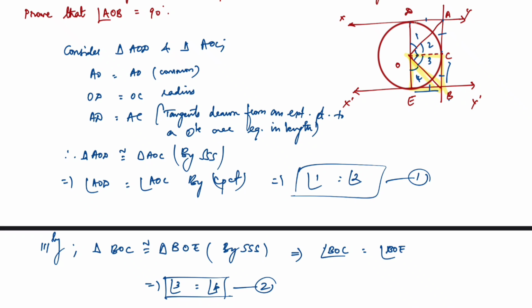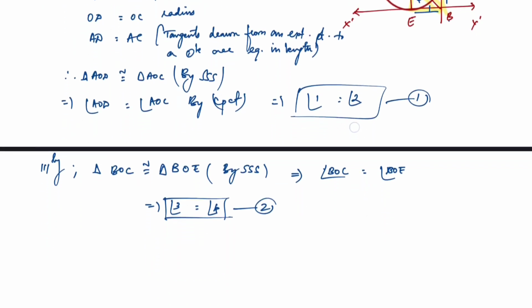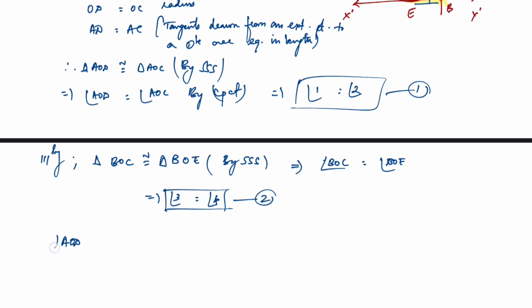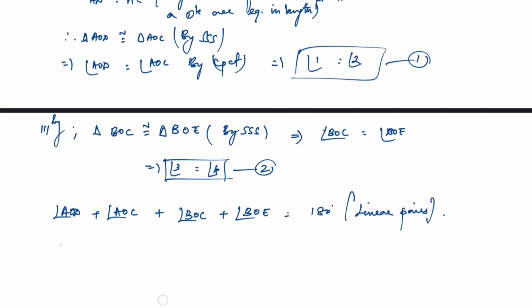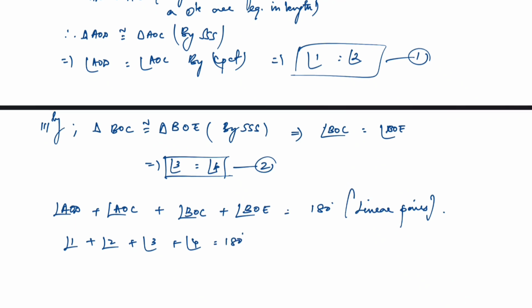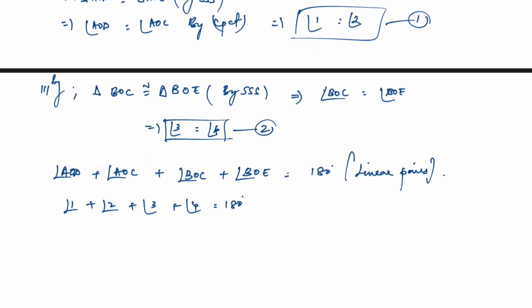We initially know that angle AOD plus AOC plus COB plus BOE is equal to 180 degrees because they are linear pairs. Let us write them. Angle AOD plus angle AOC plus angle BOC plus angle BOE is equal to 180 degrees because they are linear pairs. We have named AOD as angle 1, AOC as 2, BOC as 3 and BOE as 4. We also know that angle 1 is equal to 2 and 3 is equal to 4.